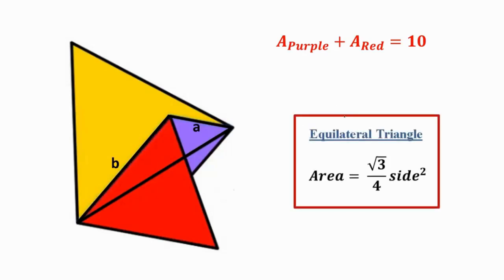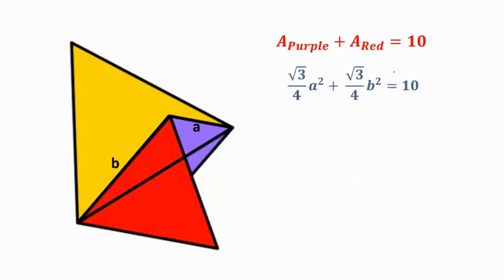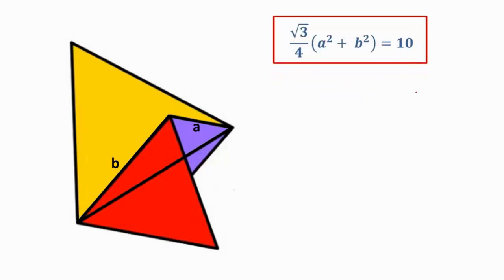We have this figure. Now we are given that the area of the purple and the red triangle together is 10 square units. Let's mark the sides of these triangles. Let's say the side of the purple triangle is A and the side of the red triangle is B. Now we know that the area of an equilateral triangle is given by the formula root 3 by 4 into side square. Using this formula, I can rewrite this equation like this, and if I take root 3 by 4 as common, I'll get this equation. Let's keep it aside, I'll use it later.